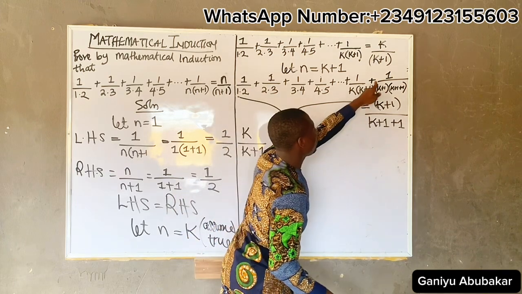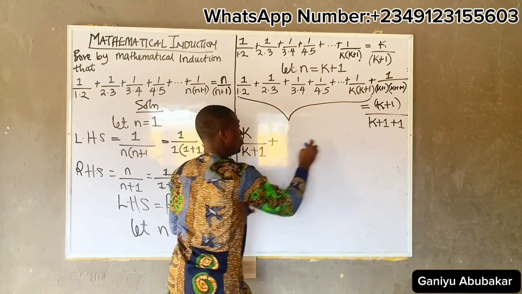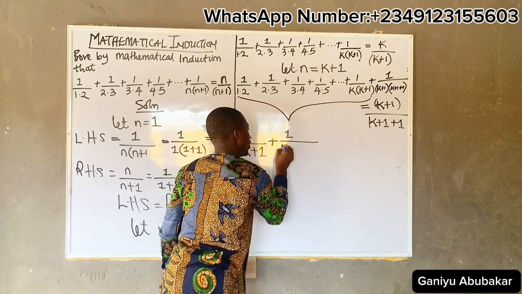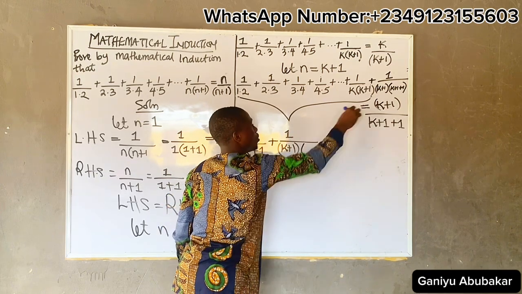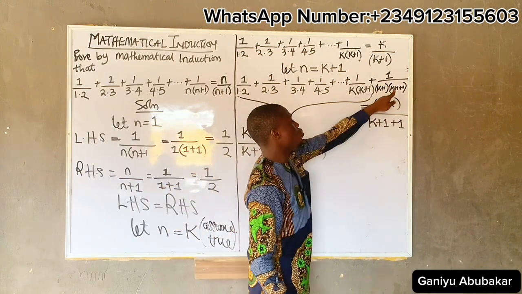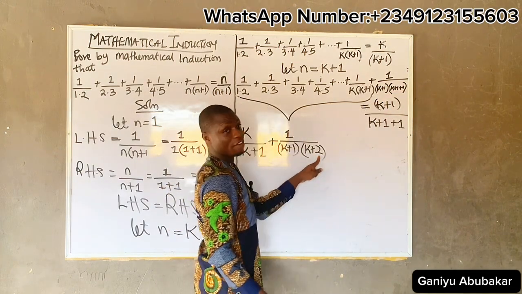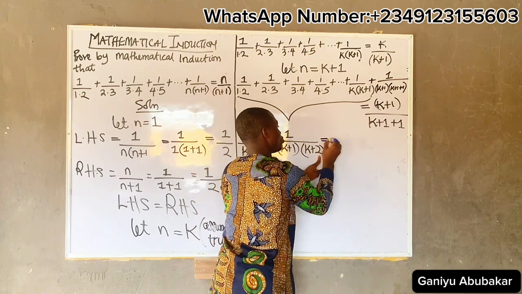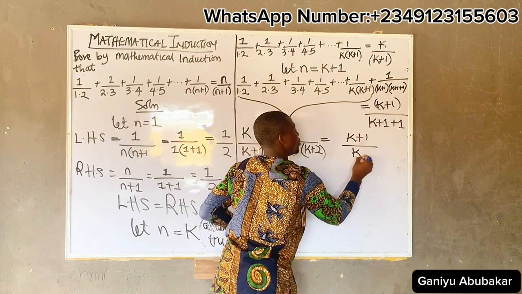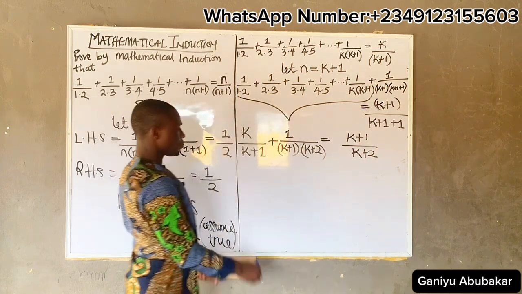Next up, I'll have plus 1, this one, over what? K plus 1 into what? K plus 2. Am I correct? Observe, 1 plus 1 is 2. So I have this is now equal to K plus 1 over what? K plus 2. So I have this.